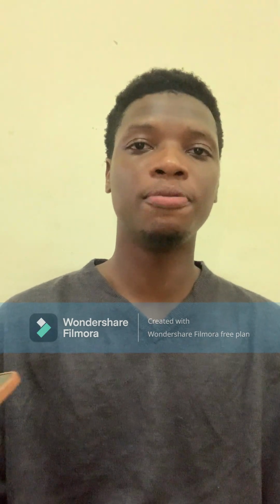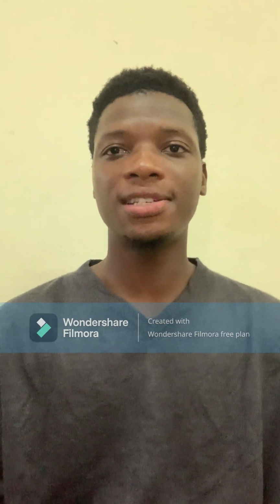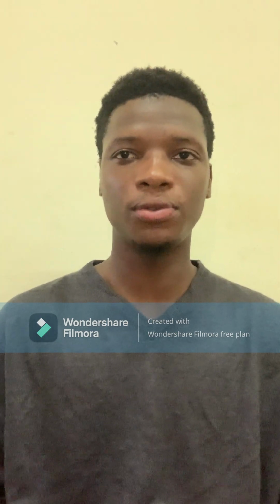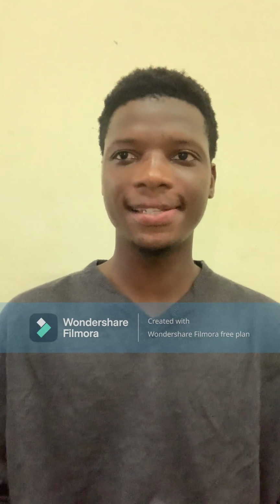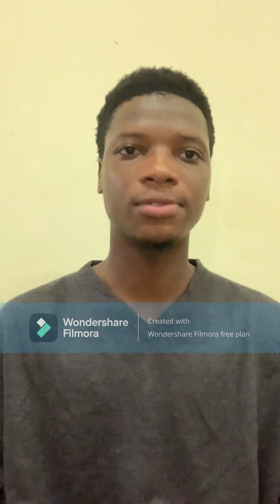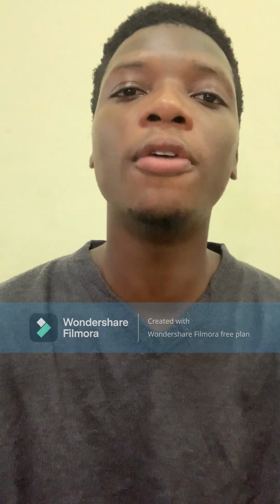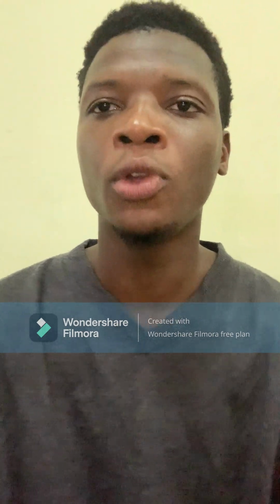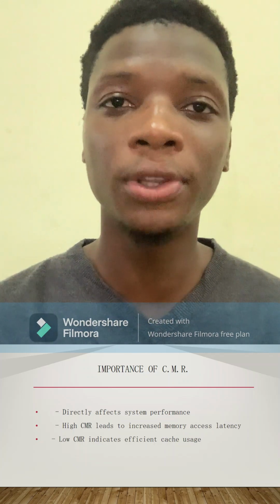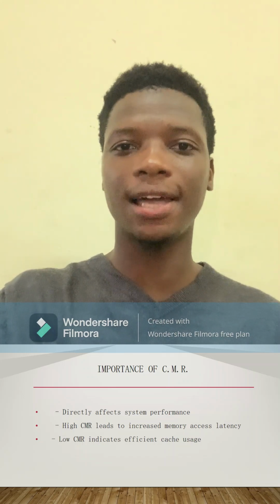The cache miss rate is the percentage of memory accesses that result in a cache miss. It is a performance metric that measures the frequency with which a memory access failed to find data, meaning the requested data was not found in the cache and had to be fetched from lower memory, and it's measured in percentages. The formula for measuring the CMR is the number of cache misses over the total memory accesses, times 100 percent. This means the number of attempts which failed divided by the total number of accesses, expressed as a percentage.